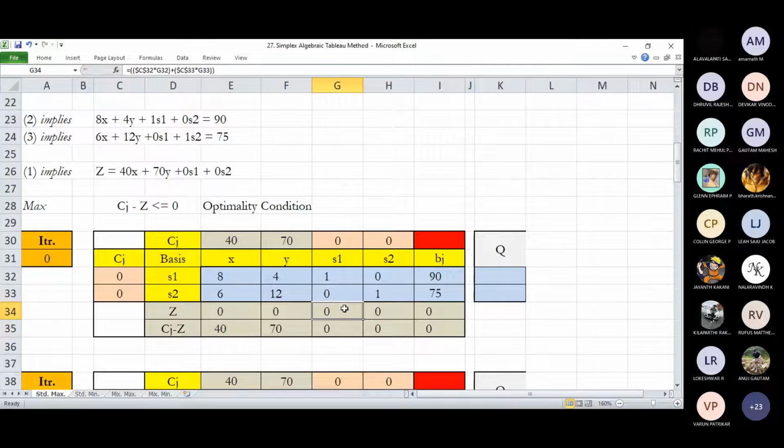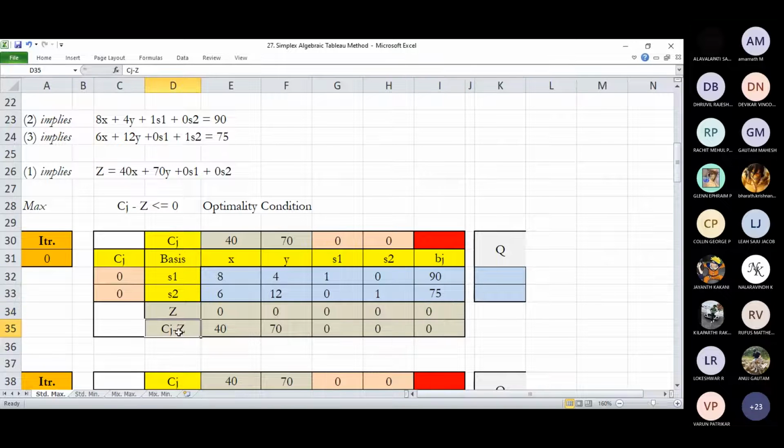In the same way, it is 0 multiplied by 1 plus 0 multiplied by 0, that's 0. 0 multiplied by 0 plus 0 multiplied by 1, that's also 0. 0 multiplied by 90 plus 0 multiplied by 75 is also 0. Something like that.